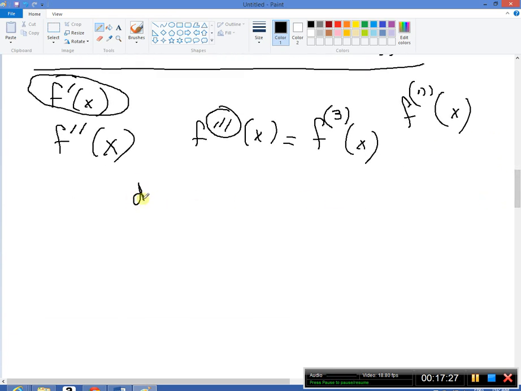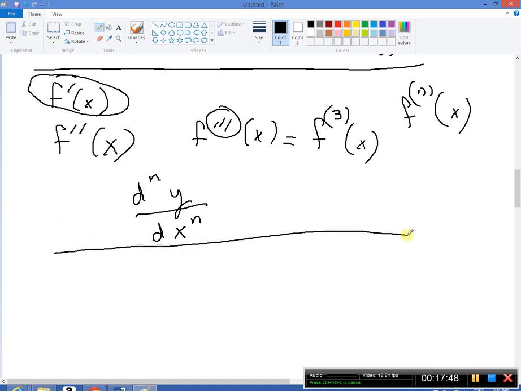In the Leibniz notation, it's a little bit weird. It would be written d to the nth of y divided by dx to the nth. And we'll talk about this a little later once I have to actually do these derivatives. At this point, I just want to introduce it to you so that you've seen it at least once before we actually have to do anything with it.